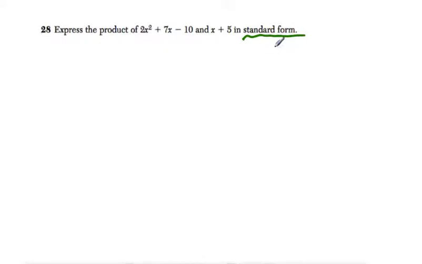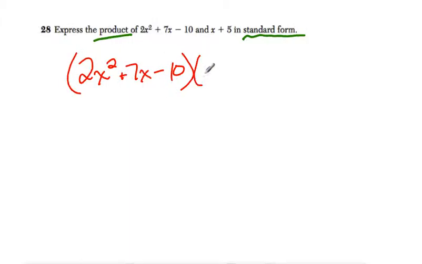We want to make sure if there's an x to the fourth, that we begin there and work our way downward. Whatever the exponents may be, they should start from the highest and work their way down to the lowest. But first, we do have to multiply. If you didn't know that, I should go back to what the question's asking. It says product. So that's how we know we're going to be multiplying. Okay, so basically they want us to do 2x squared plus 7x minus 10 in parentheses times x plus 5.